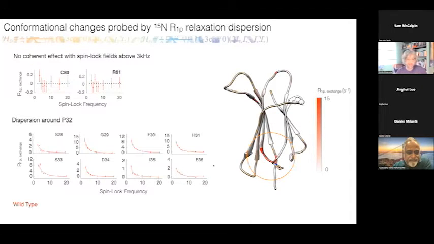Dispersion means there is an indication of a slow conformational change in the micro- to millisecond window, and they were centered on the loop carrying proline 32. Of course, it could be a trivial proline isomerization happening there. This is on the wild type. The rest of the molecule has no effect.